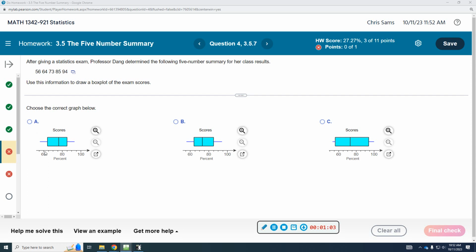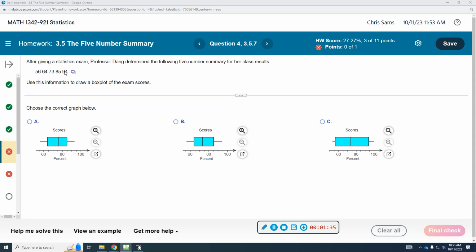So it looks like each of these are counting by maybe 5, 65, 70, 75, 80. So if we're looking at 60, this would be 55 roughly, and that line looks pretty close to 55 or 56. Here looks about the same, and if this is 55, that looks like it goes past. So C would be out. I would get rid of C based on just the minimum.